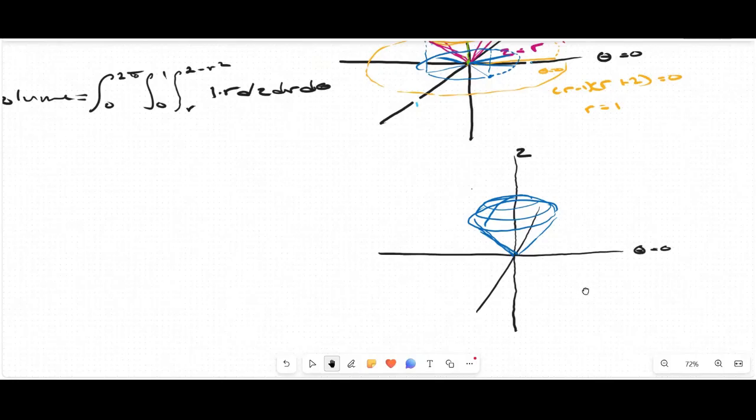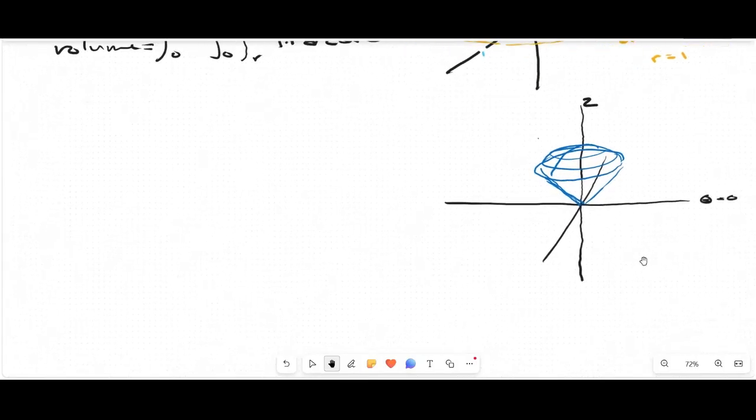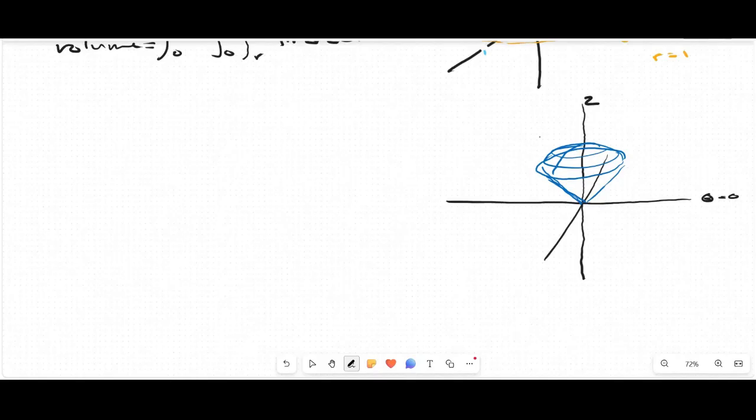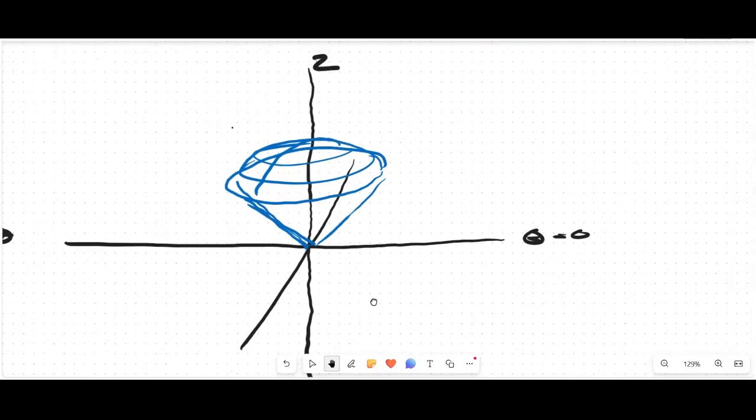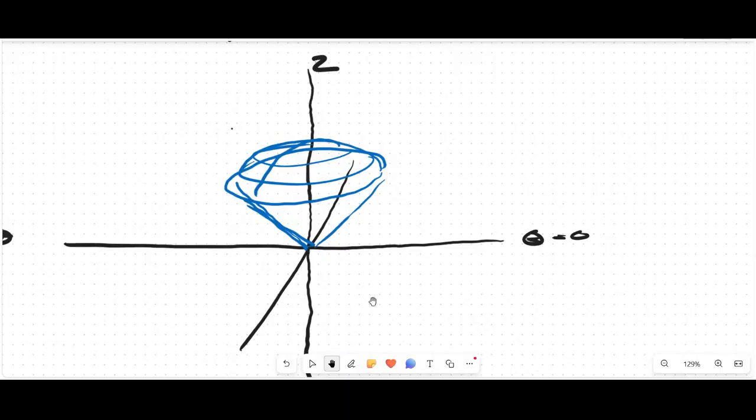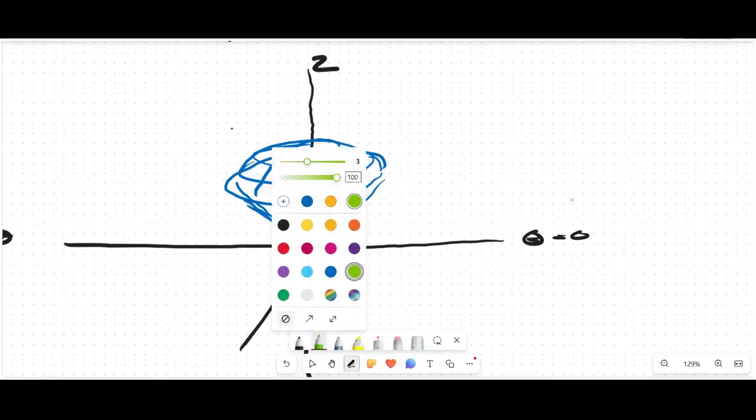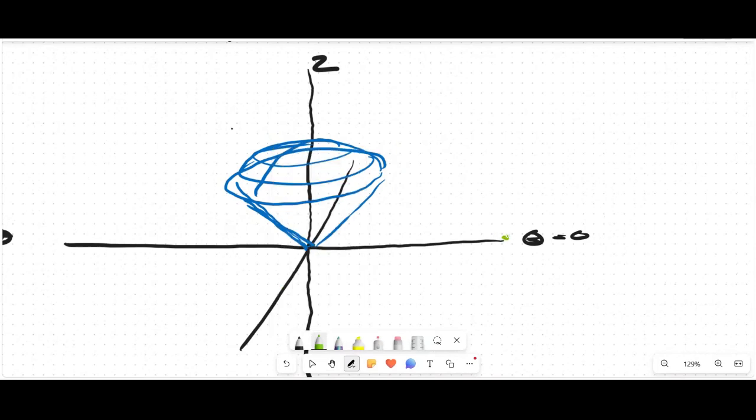Well, it's rotationally symmetric. So we're going to go ahead and start with theta going from 0 to 2 pi, d theta. That's our outside. Now here's the deal. For any one theta, let's say we pick this theta right here. This is our choice of theta.